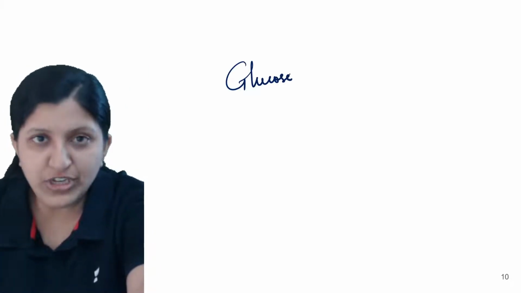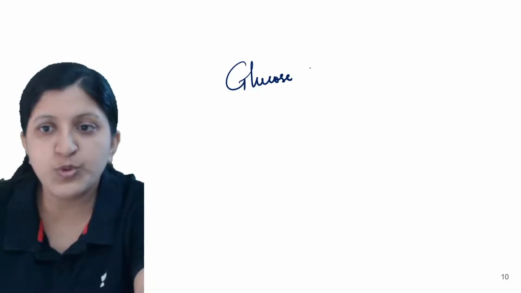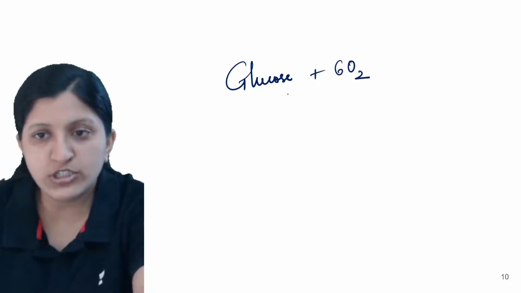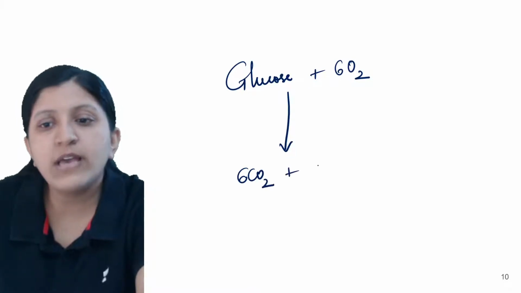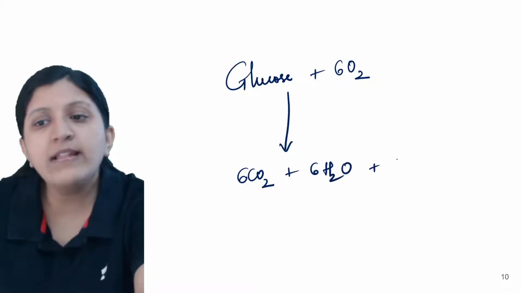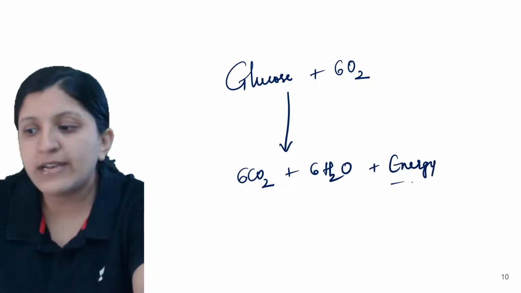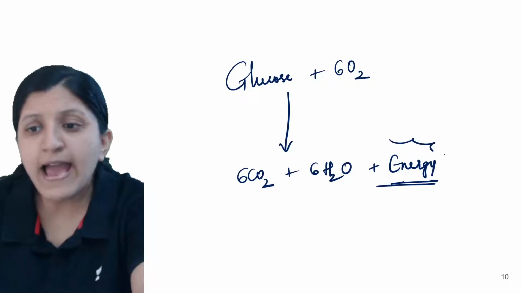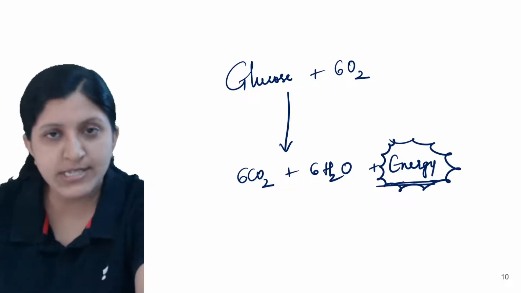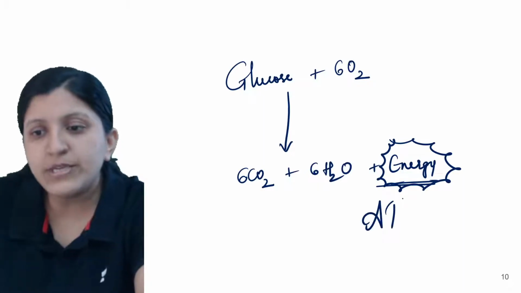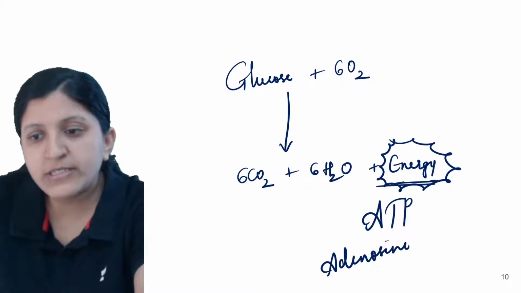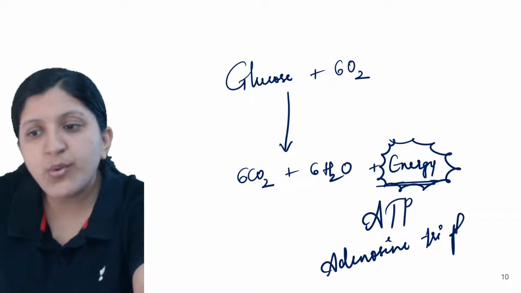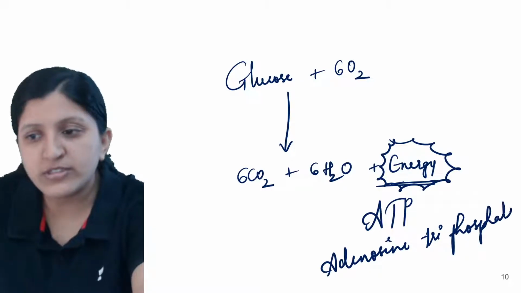So in that case only 1 glucose is sufficient to produce a large amount of energy. Glucose and 6 oxygen will give us 6 carbon dioxide, 6 water, and energy formation. This is what we are interested in. This is ATP, adenosine triphosphate, which is required for many of the functions.